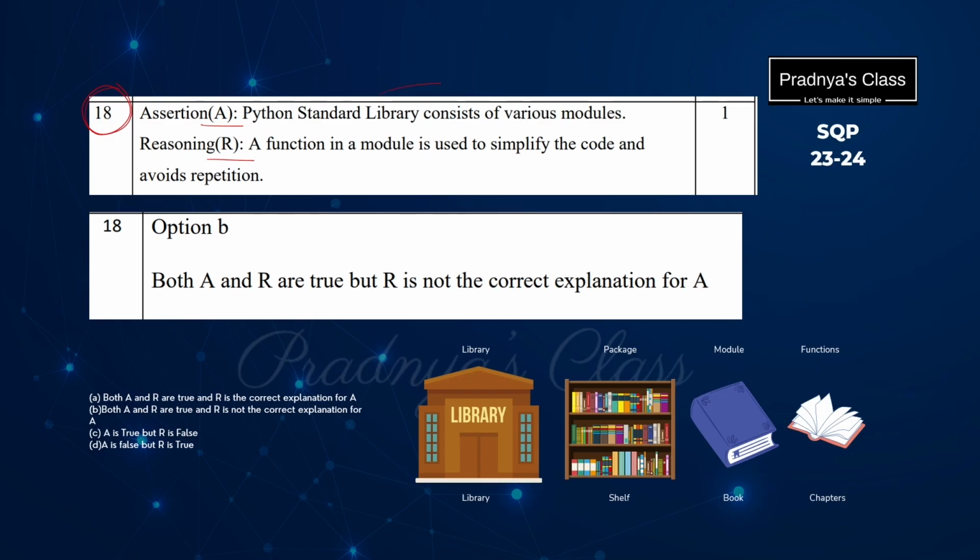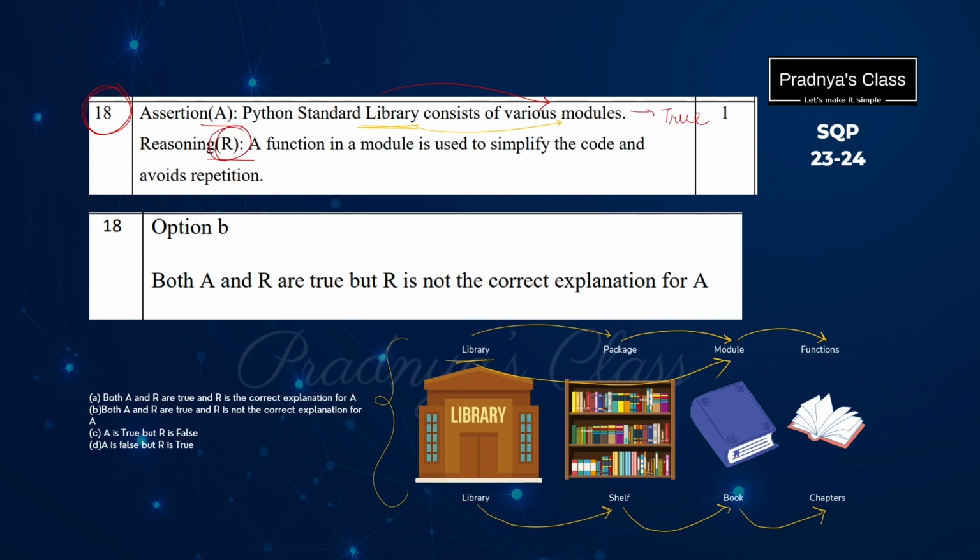Python standard library consists of modules. I hope you know the relationship between library, package, module and functions. To make it clear, look at this picture. In real life, you know a library consists of many shelves. A shelf contains many books and in the books you will have many chapters. Now relate this to modules and packages. Library contains many packages. In packages we have different modules and in the modules we have functions. This is absolutely correct. Library consists of many modules. From this we understood that this statement is true.